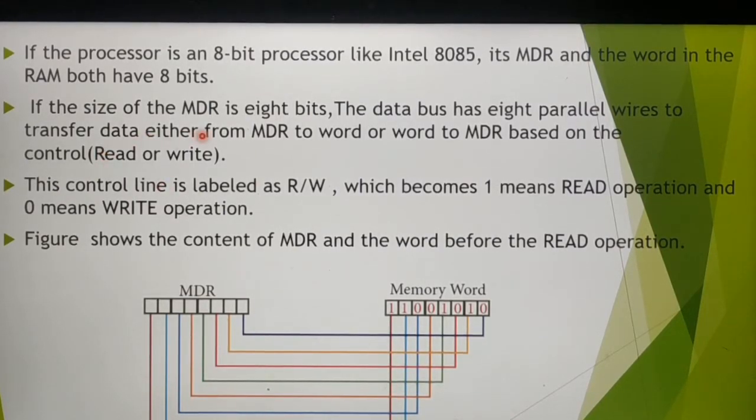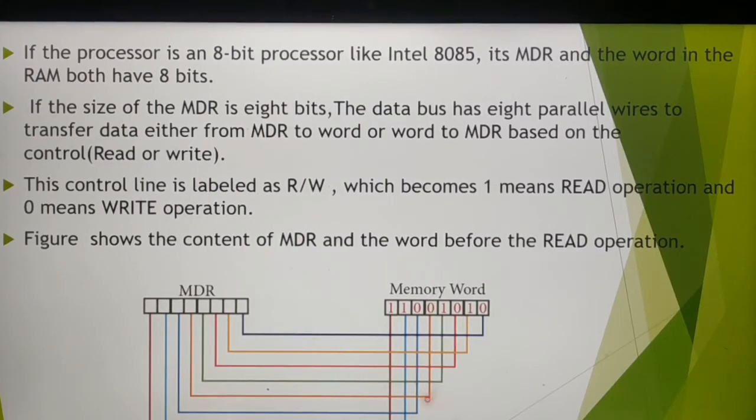So if the size of the memory data register is 8 bits, the data bus has 8 parallel wires to transfer the data either from memory data register to word or word to memory data register. The control line is labeled with read and write. It means read means 1. If you use the signal as 1, it is going to read the information. If the signal is 0, it is going to write the information.